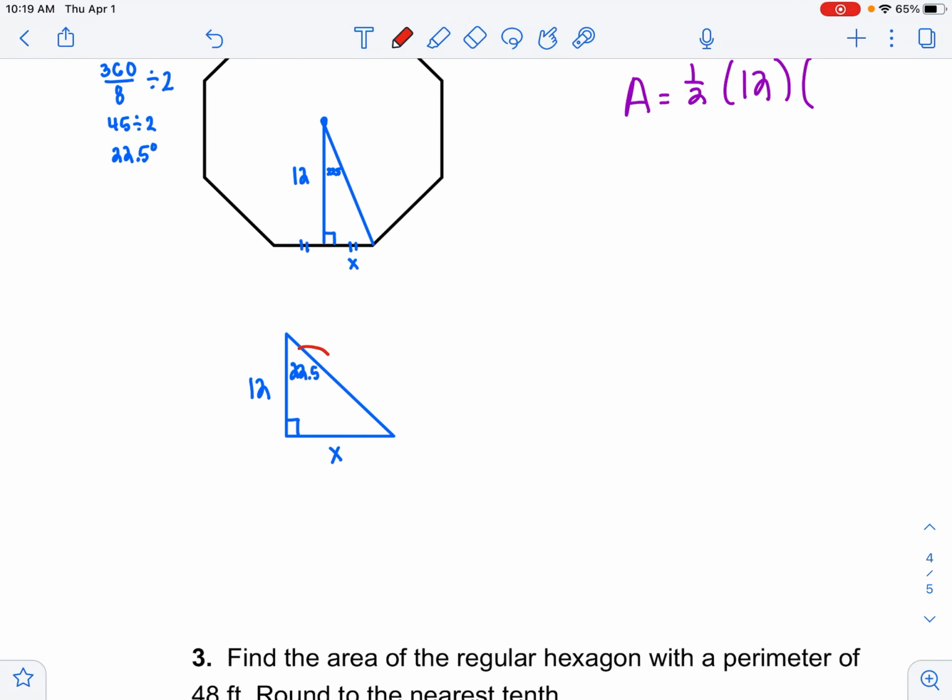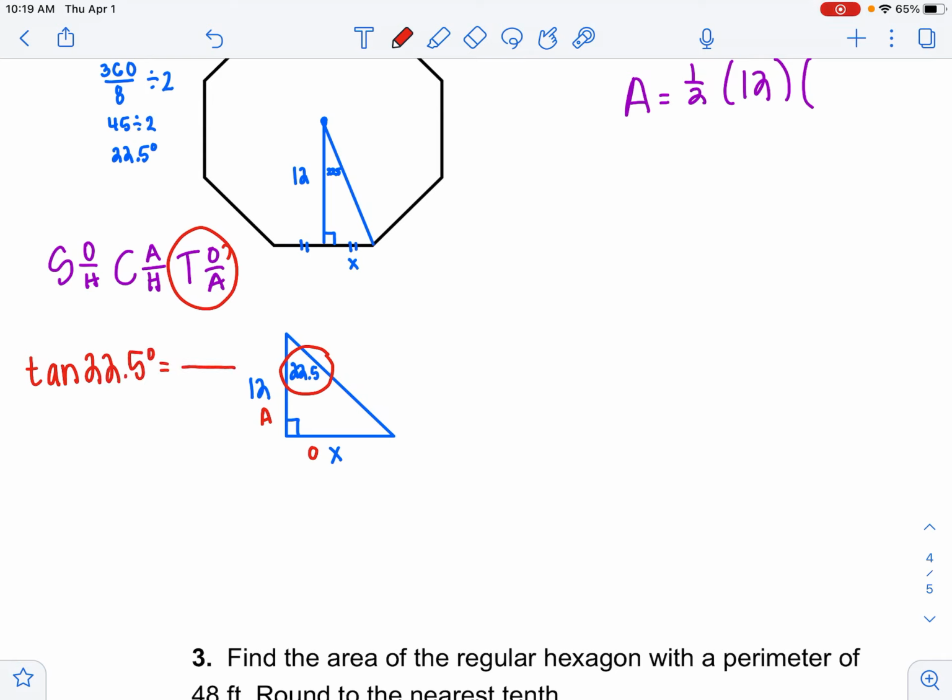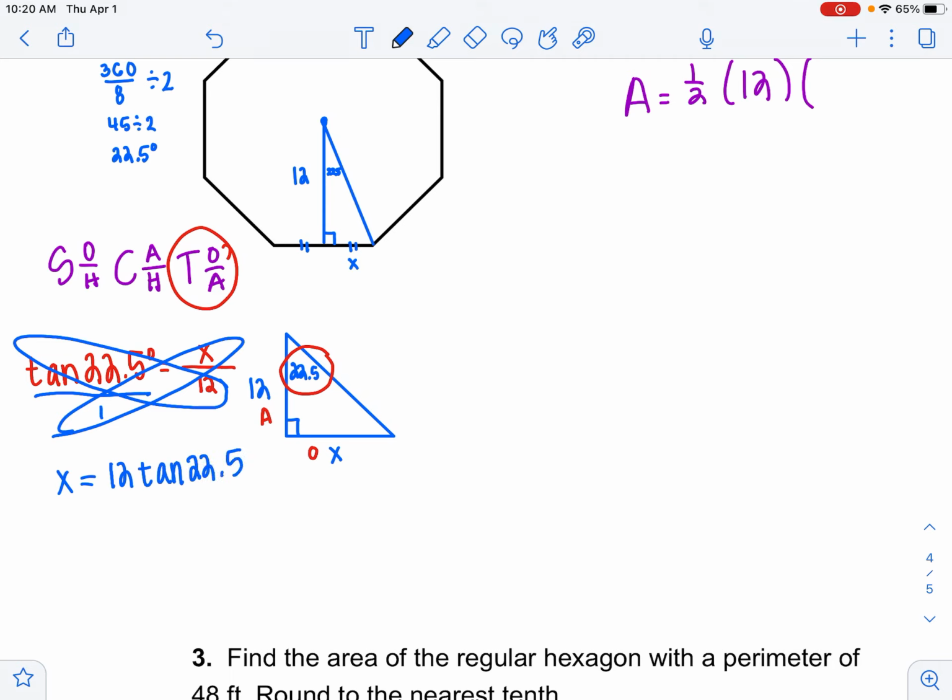All right, so here's my angle. This is opposite. This is adjacent. So if I go back to SOHCAHTOA, opposite and adjacent is tangent once again. So I'm going to use tangent. Tangent of the angle 22.5 degrees is equal to opposite over adjacent, x over 12. I'm going to cross multiply to solve for x. Put this over 1. 1 times x is x equals 12 times tangent of 22.5.